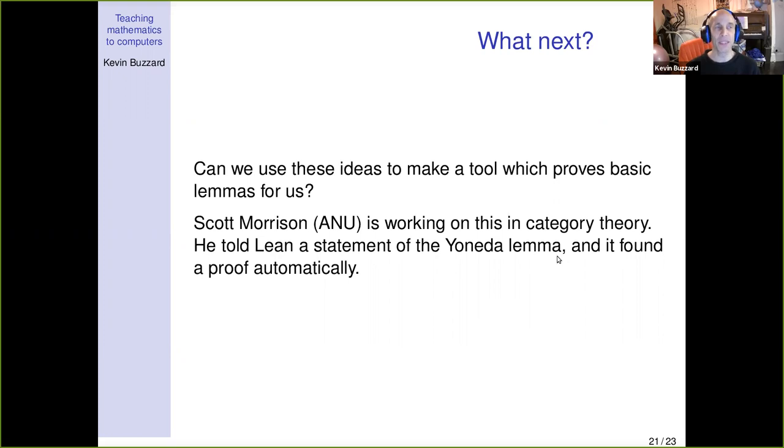This is a very simple lemma, but this is the beginning, right? We have an example of a famous mathematical statement that the computer did not know anything about. It didn't cheat. The lemma was not there in the library. We told it the statement and it followed its nose and it found a proof.